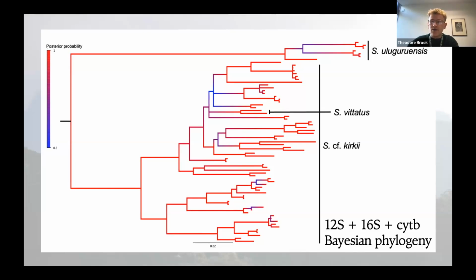The key takeaway here is that there's a lot of diversity within Scolecomorphus kirkii. Although vittatus and uluguruensis are monophyletic, kirkii clearly isn't. This is supported by our species delimitation analyses, which suggest there are at least 10 species-level lineages within Scolecomorphus.